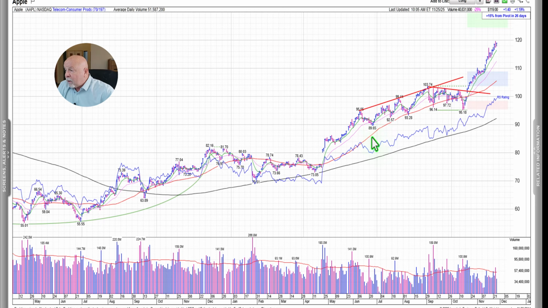When you draw parallel lines, now you get a channel, okay? Now, this is a little bit, you're making things kind of bend to your wishes, but I want to show you that these lines are support lines. So notice when it broke above this resistance line, that line turned into a support line, and now it's broken through, okay?